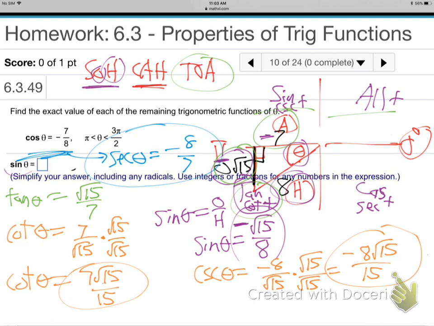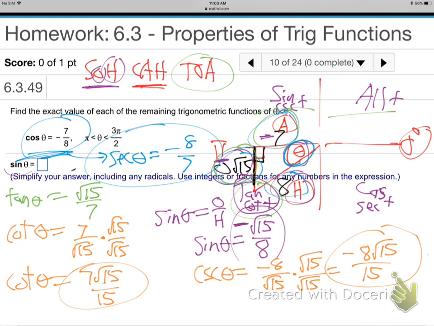I know because it's not coming out those memorized values, root 3 over 2, a half, or root 2 over 2. It's root 15 and weird stuff. So it's not 30, 60, or 45. And we don't need to, because all we do is make the truth of cosine minus 7/8, and then find the other side by Pythagorean, and we find all the trig functions that way without ever knowing exactly what the angle is.